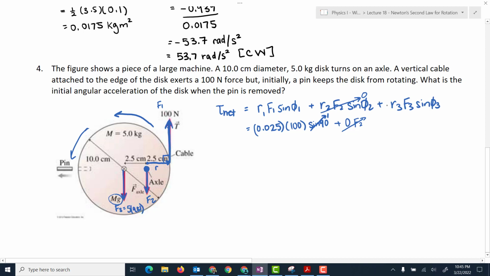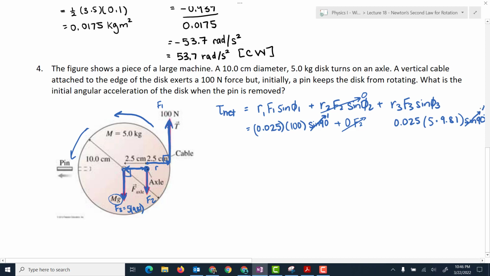So we have R3, which is the distance from that force to the axis of rotation. That's this distance, which is 2.5 centimeters. So 0.025 meters times the force itself, which we said is 5 times 9.81, times sine of the angle between the two. So the r vector is looking like this. The force vector goes down like that. The angle between the two is still 90 degrees. So that just becomes 1.